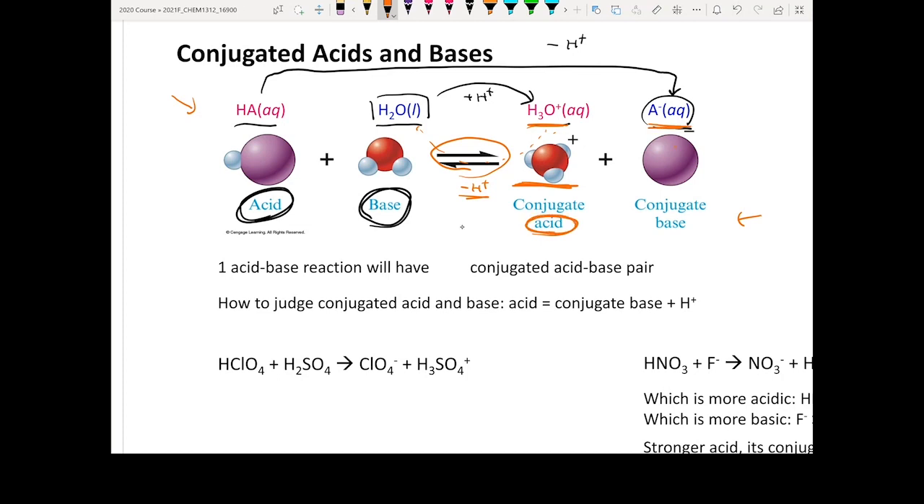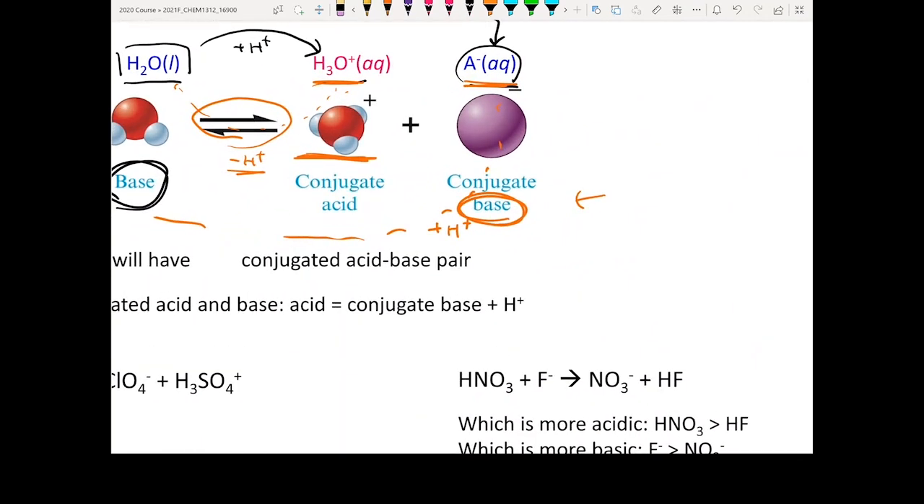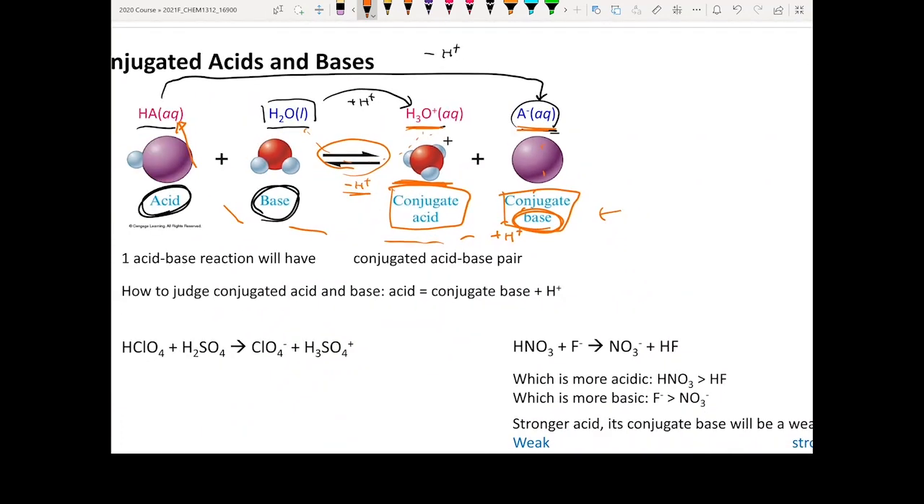For this guy, going back to here, you receive a proton, right? You go from A minus to HA. Therefore, we know this one is a base. So in other words, we create another terminology. Call this guy a conjugate acid and this guy a conjugate base. So for all the acid-base equilibrium equations, we can always find the acid and conjugate base pairs. In this specific reaction, you actually have two conjugate acid-base pairs.